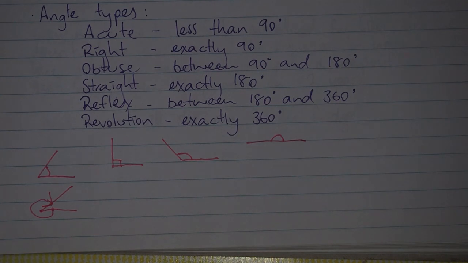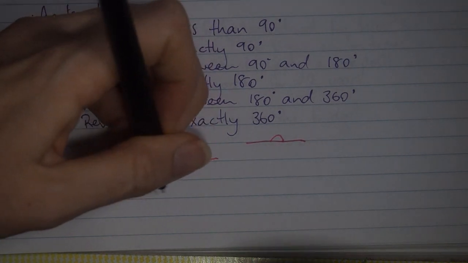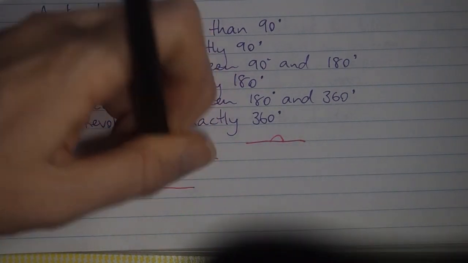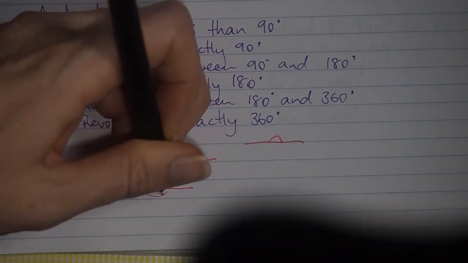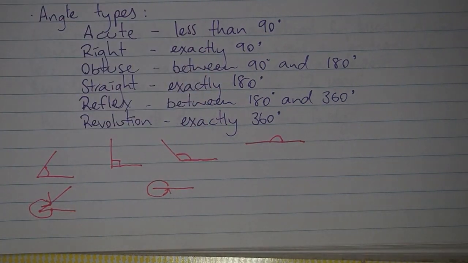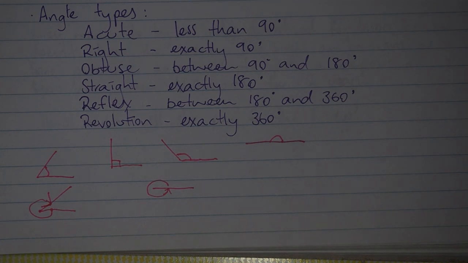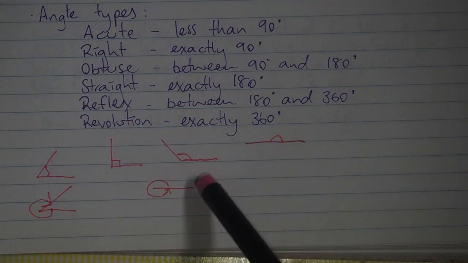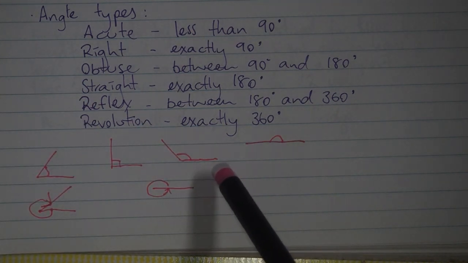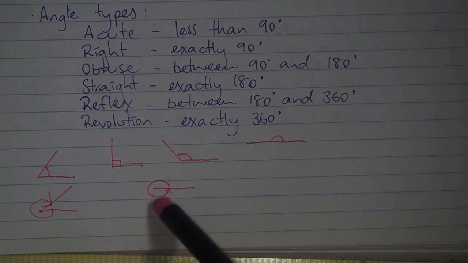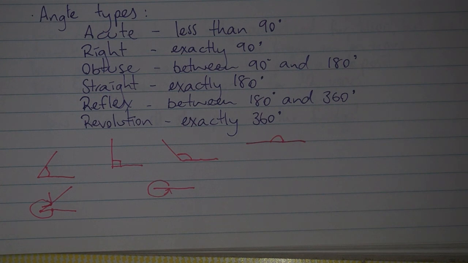And then my last one is an angle of revolution, or a revolution angle, which is exactly 360 degrees. So if you're seeing it in a drawing, it's going to look kind of like a lollipop. It just looks like a straight line, but what shows you that it is signifying a revolution is that the circle goes all the way around, because of course there are 360 degrees in a circle.